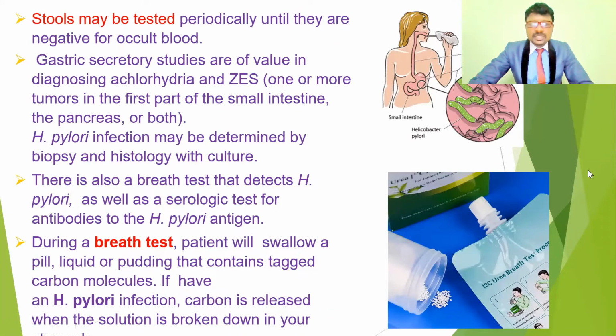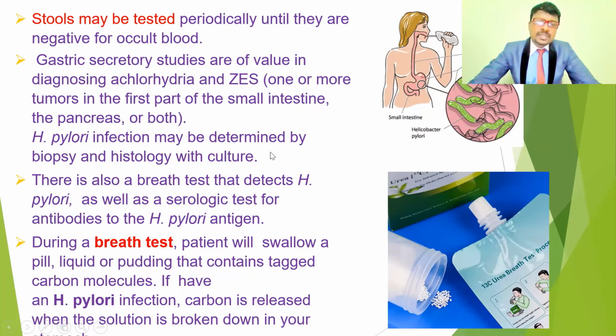Another investigation procedure is the investigation of the stools, that means stool cultures. This is especially for the H. pylori bacteria, done periodically until they are negative for occult blood. That means if there is any blood clot in the stools, or as we just discussed, melena. Depending upon the type of ulcer, especially in duodenal ulcers, we are going to find melena, the blood in the stools.